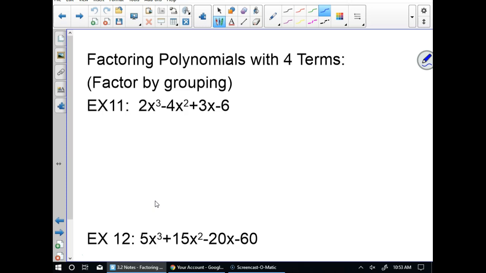So factoring by grouping, I like because you don't have to guess and check. You're going to use it when you have 4 terms. Not everything can factor with factoring by grouping, but some things can. So I'm going to teach you this method. We take the first 2 terms and group them together. We take the last 2 and group those together, and we put a plus sign in between them.